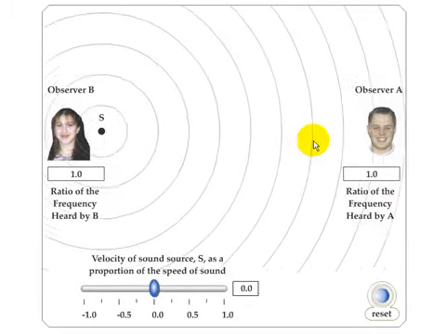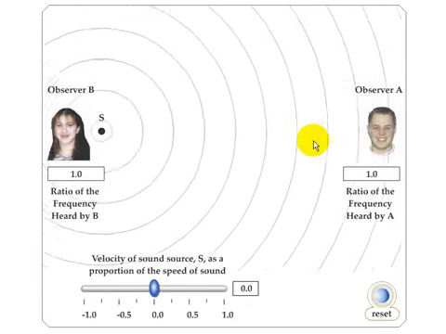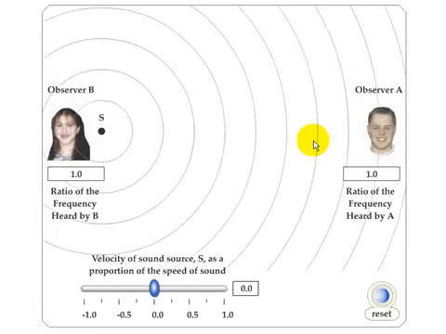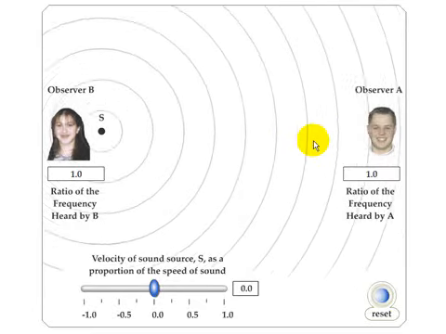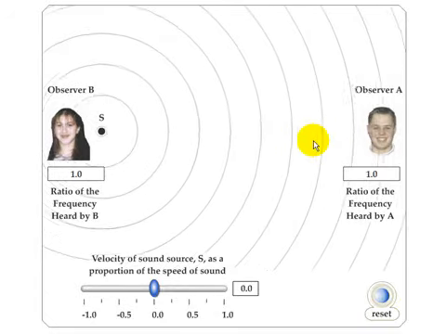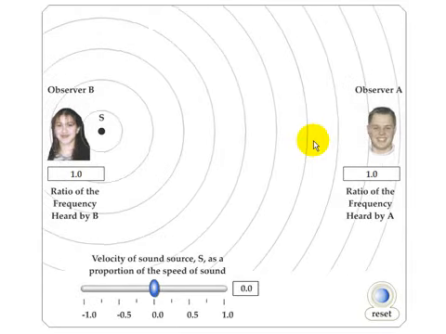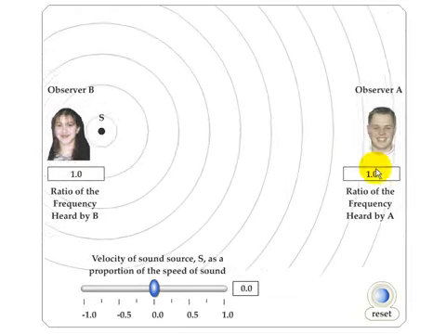So the Doppler effect is basically a situation where, when a sound source is moving, an observer who has the sound source moving towards them hears a higher frequency, and an observer who has the sound source moving away hears a lower frequency. This is one example. There are other examples of the Doppler effect, but this is just one demonstration.